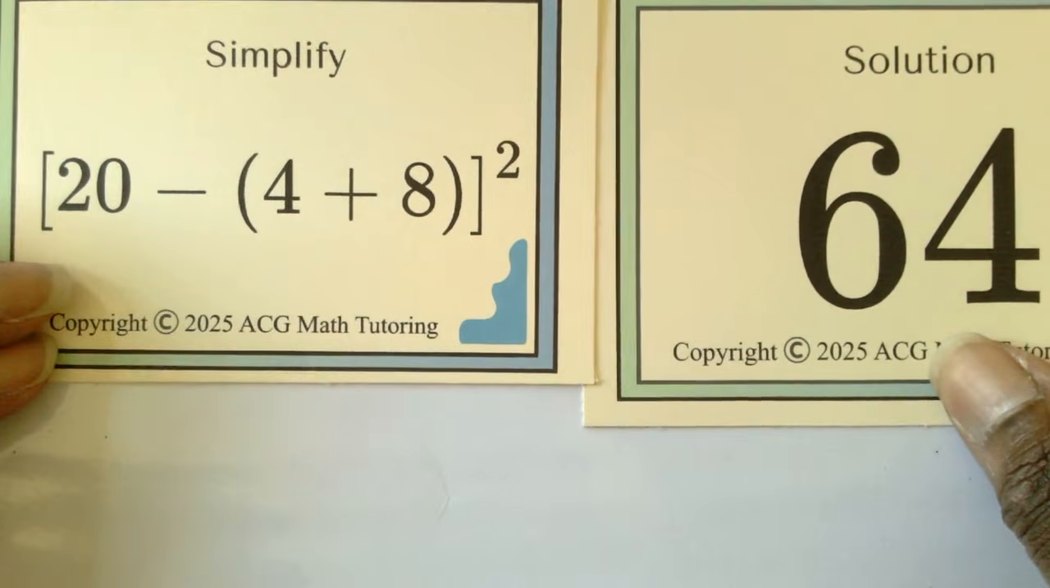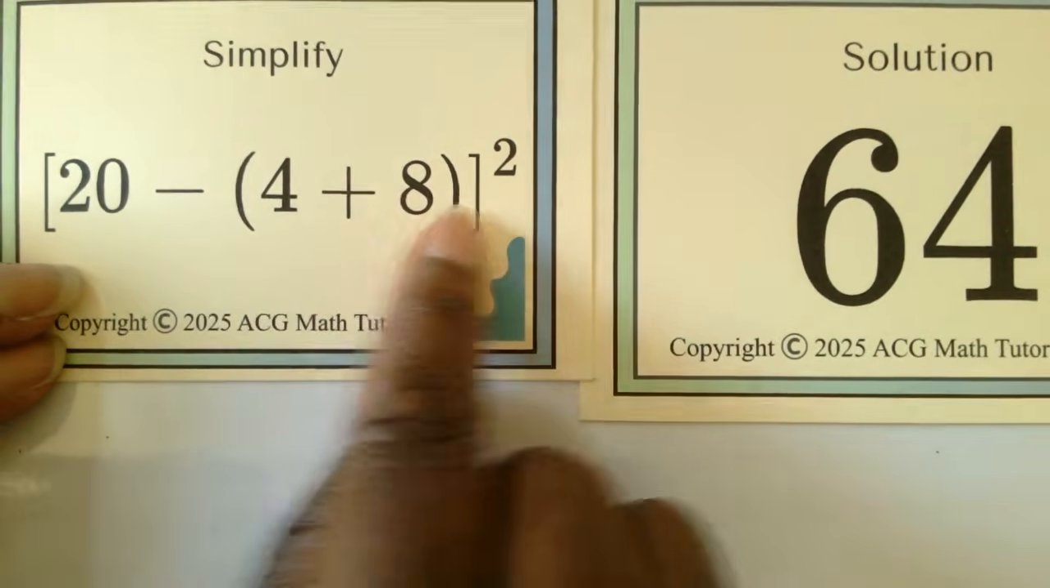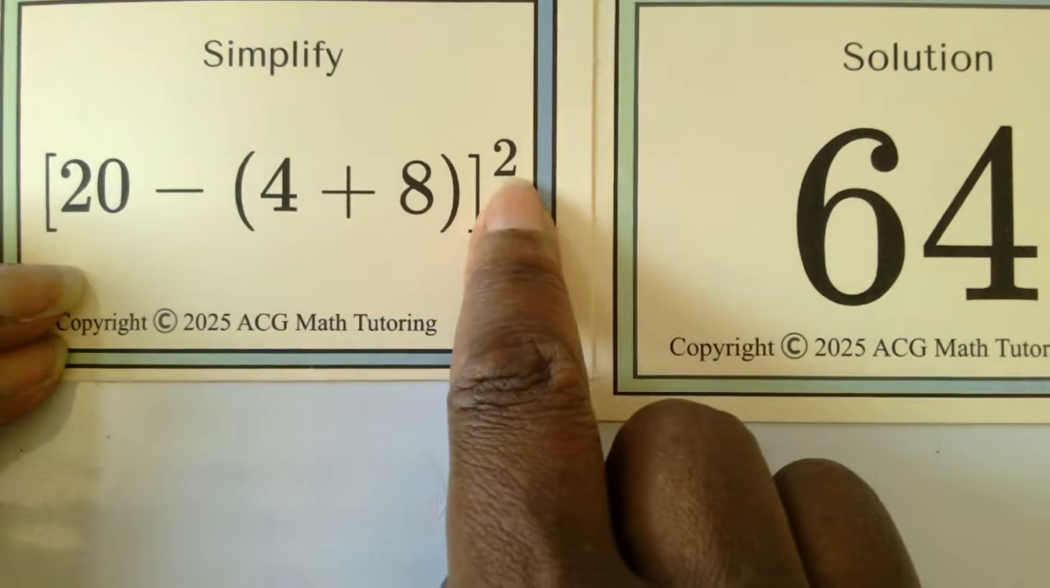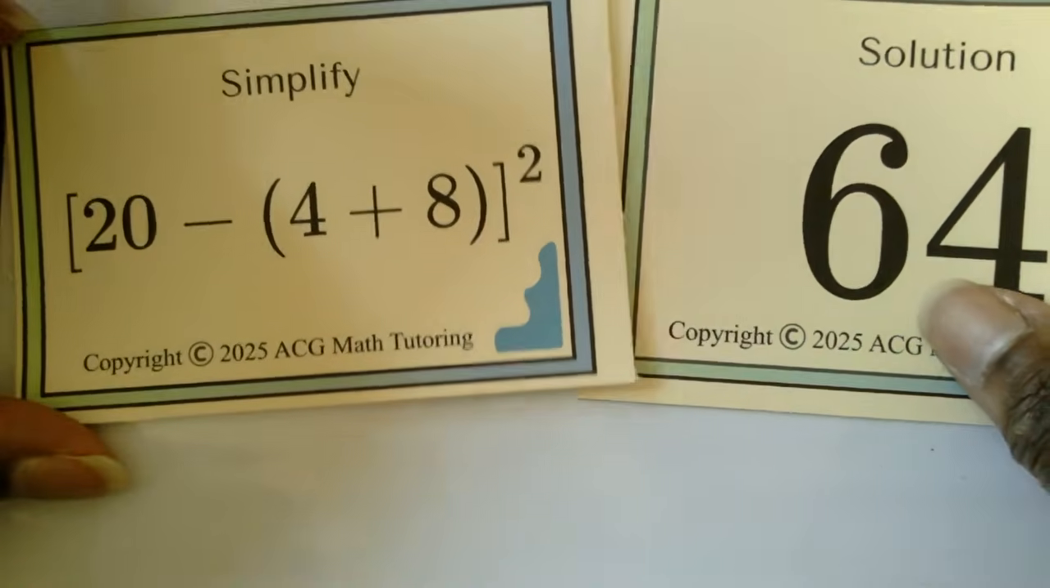Okay? All right. So for most people, I think you got all the way up to here, but as soon as you got to the square, some of us are still thinking you're multiplying by 2.